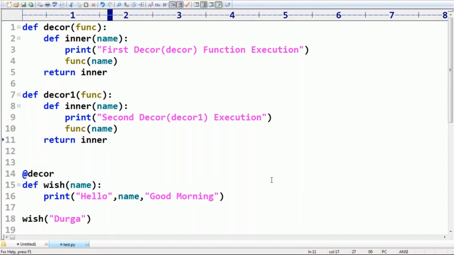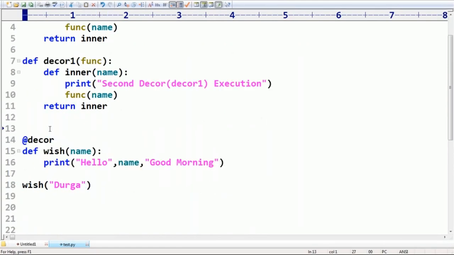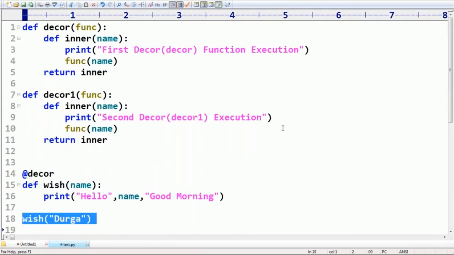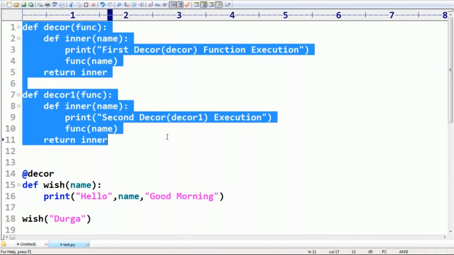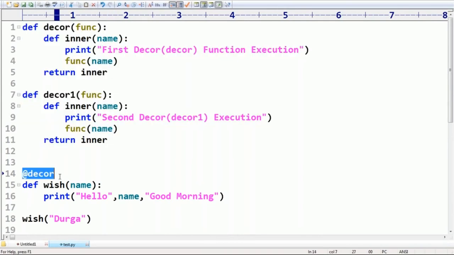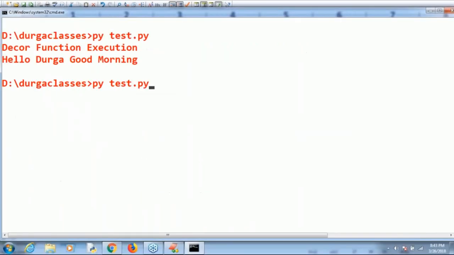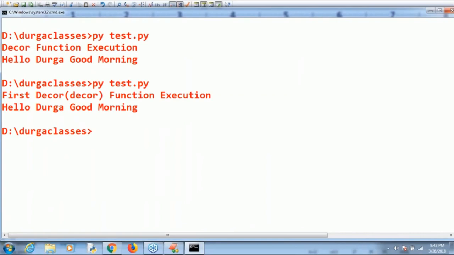Now take a very special case. If I call like this, how many decorator functions did I define? Can you please respond? Two decorator functions. But I linked only one decorator. That's why only the first decorator by default is going to execute. Observe that the first decorator got executed.